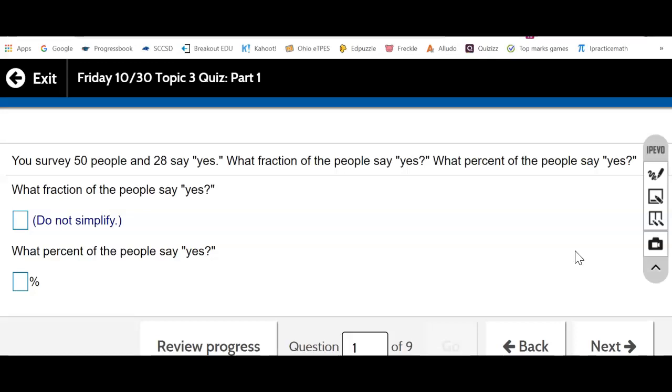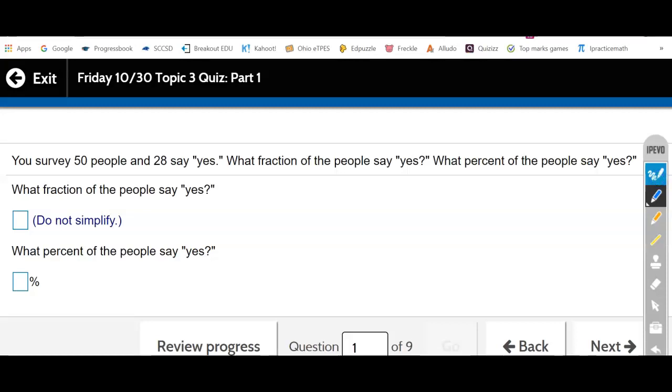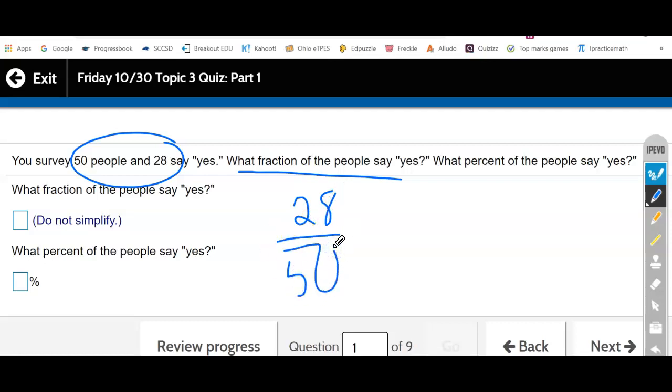All right, first question from the quiz on Friday. It says you surveyed 50 people, 28 say yes. What fraction of the people say yes? So they just want us to write this as a fraction. Part over whole. 28 over 50. Do not simplify. So we just leave it as 28 over 50.